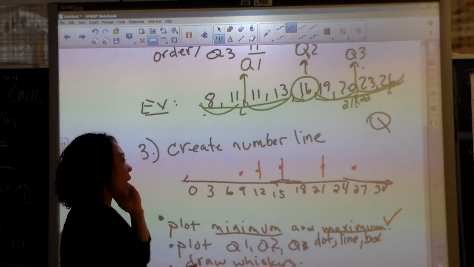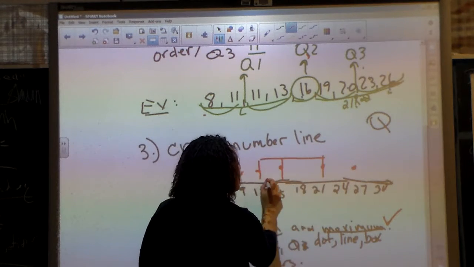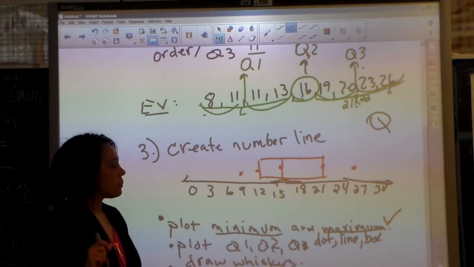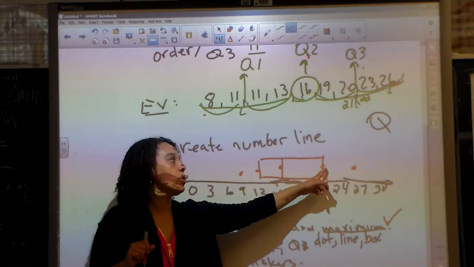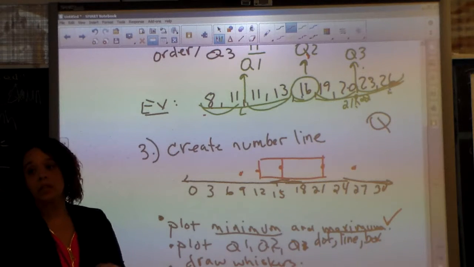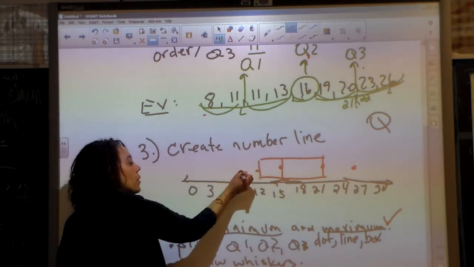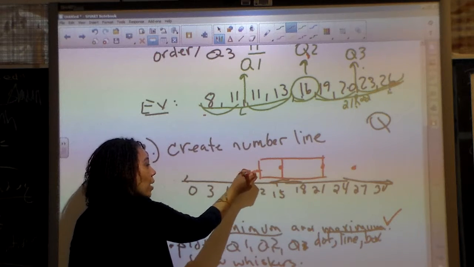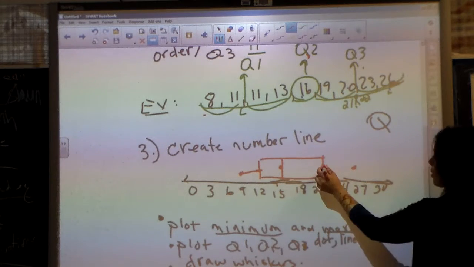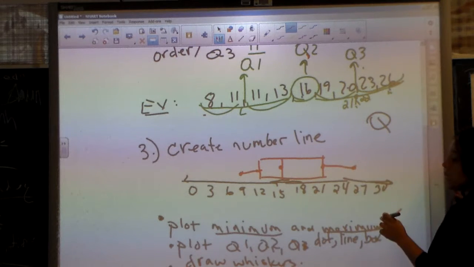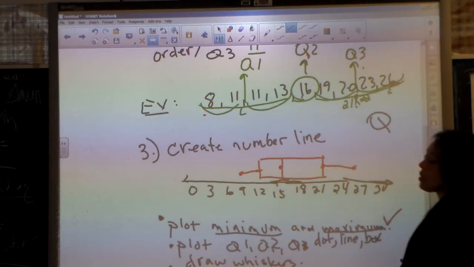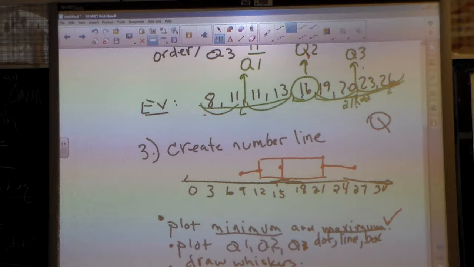Now when you connect those lines, you have created your box. This is the box portion of the box and whisker plot. Okay? So Q1, Q2, and Q3 make the box. The last part is to just draw whiskers. What that means, from the left of the box out to your minimum, you just make a straight line. And from the right of the box out to the maximum, you just make a line. So this is my box, and these are my whiskers. That's a box and whisker plot.